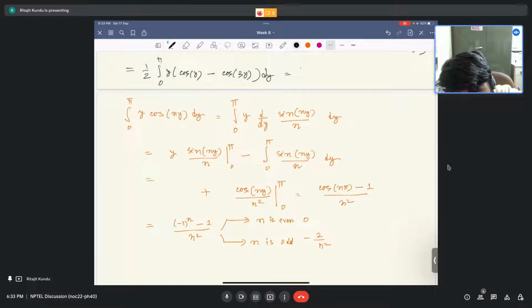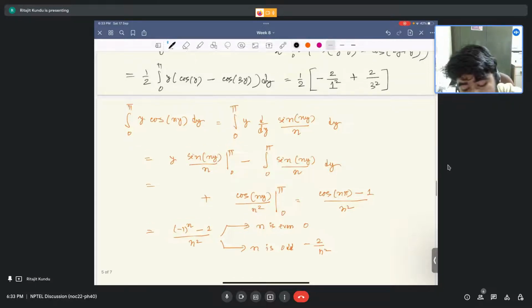So now this is half. The first term, n is actually odd, n is 1 in this case, so we'll just put minus 2 by 1 square, right? And the next term is also odd, there is an additional minus, so it will make it plus. So then I'll have 2 by 9. Okay, so 3 square makes it 9.